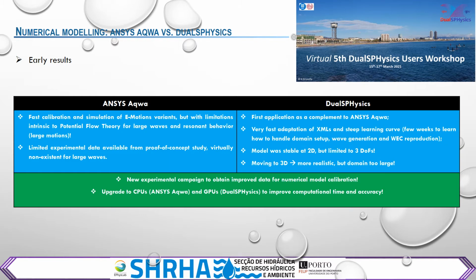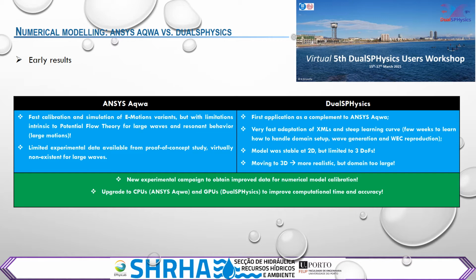And this is a very important thing. In ANSYS Aqua, we have fast calibrations and simulation of the Emotions variants, but you're limited to the considerations of potential flow theory. And there are also limitations to the experimental data that you have. However, with DualSPHysics, although you are also limited by the experimental data, you can have a more realistic portrayal of the problem. And we started off in 2D, but we found out that it was better to go to 3D to account for all the hydrodynamic response and all the wave structure interaction problem.